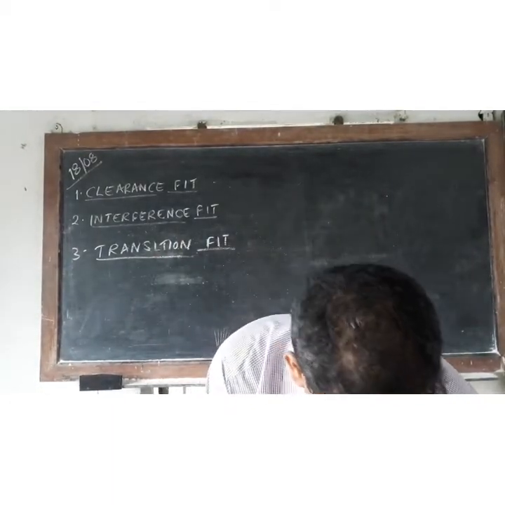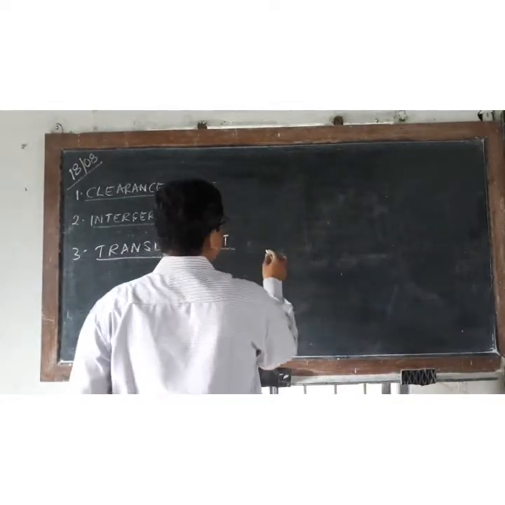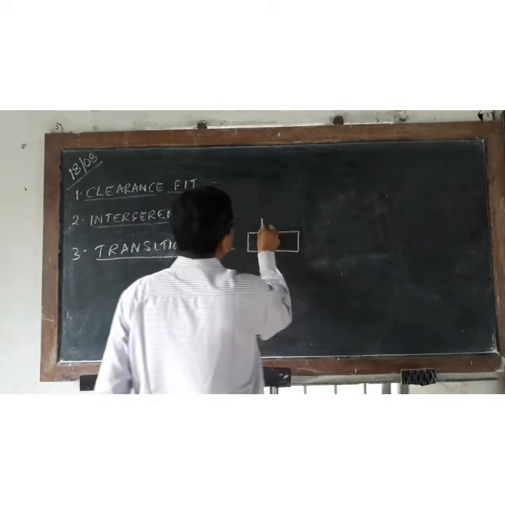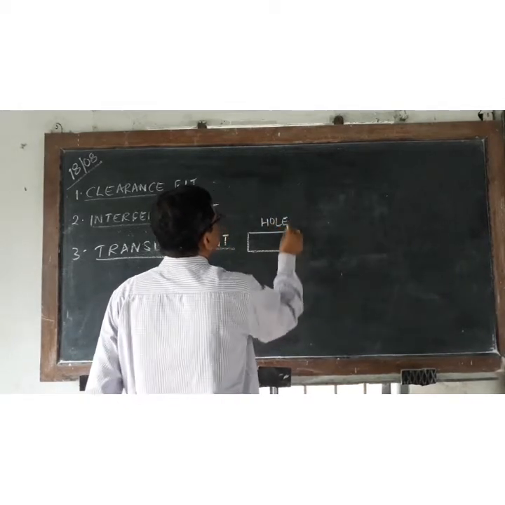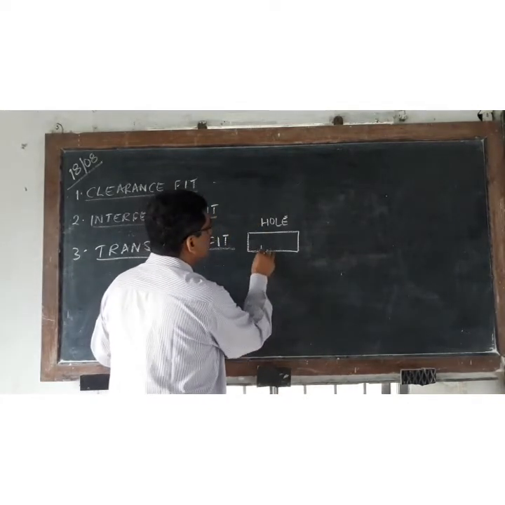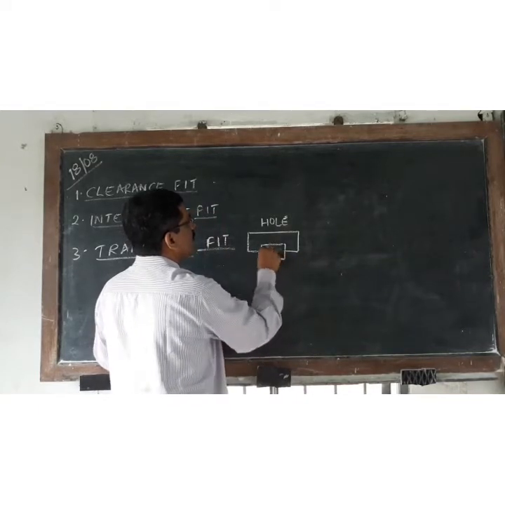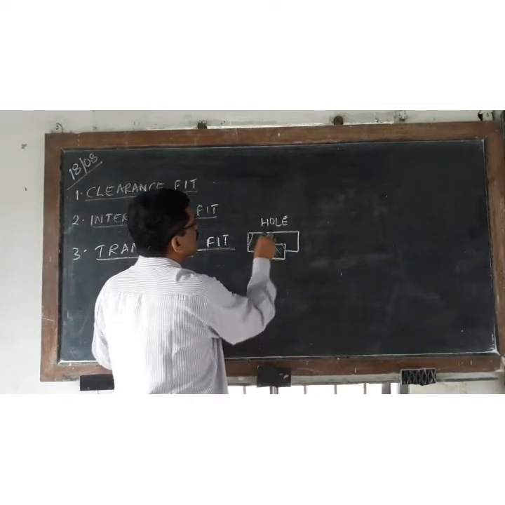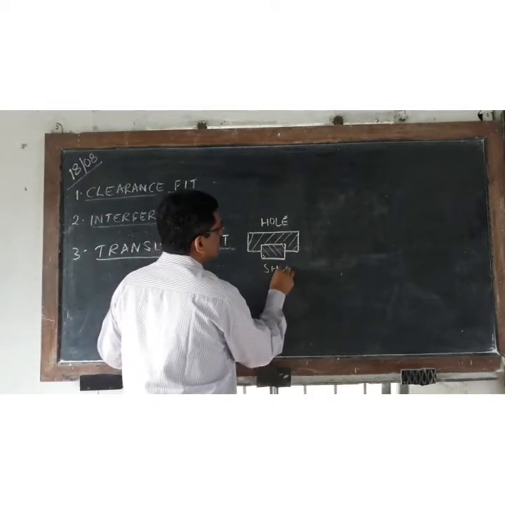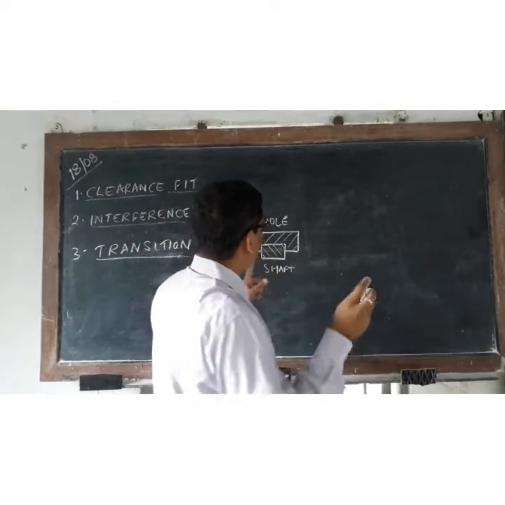If you want a schematic view, see the schematic view of this. This is a hole. The hole will be above and your shaft will be below. So this is actually called, sometimes it is a clearance. Got it? Sometimes it is a clearance shaft. This is the schematic you remember and you should be able to draw.